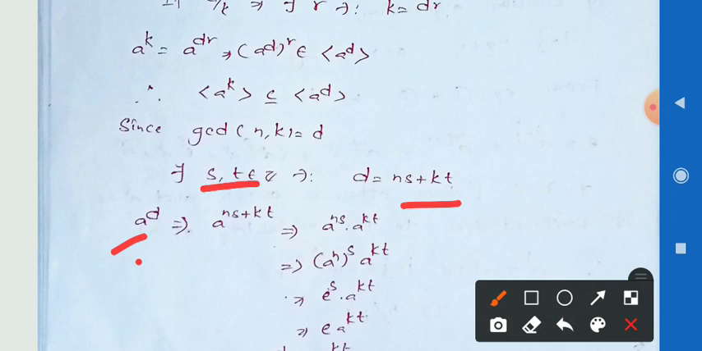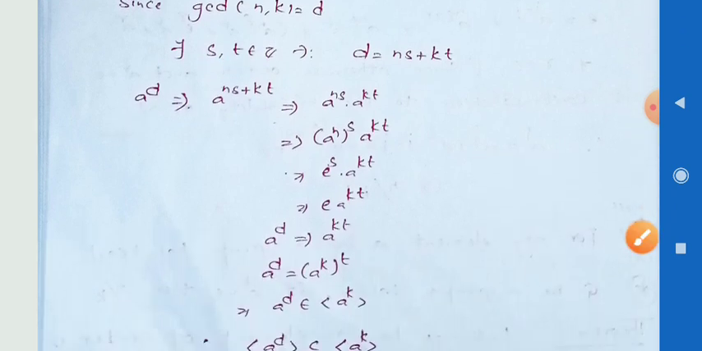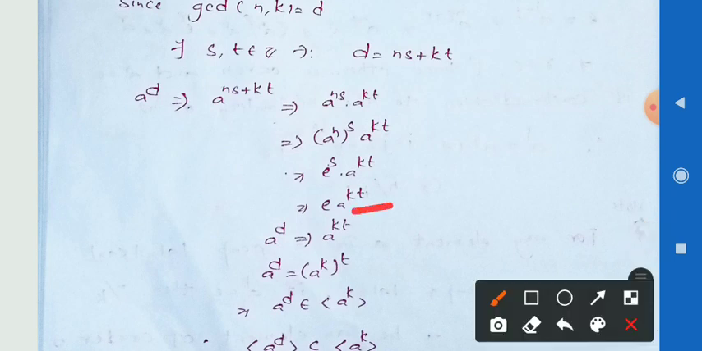That implies a power ns times a power kt, which is a power n whole power s times a power kt. Here a power n is equal to e. Then we have e power s and a power kt. Multiplying e into a power kt, we get a power kt. Therefore a power d is equal to a power kt, which can also be written as a power k whole power t.